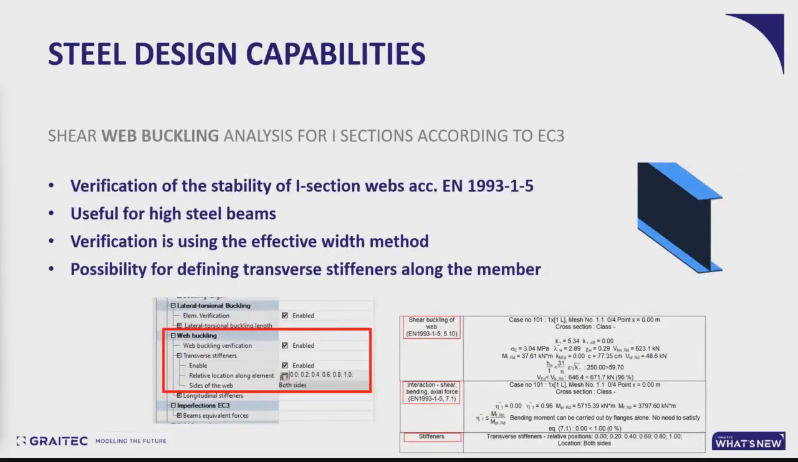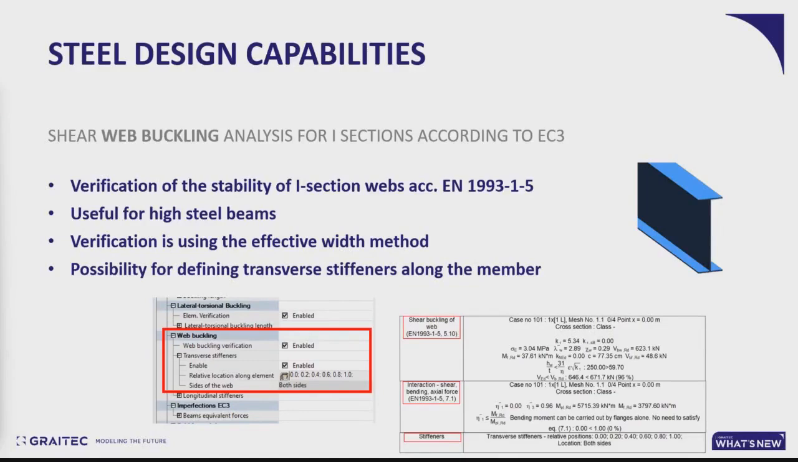Now I switch to steel design according to Eurocode. Advanced design can now do a check of webs of I sections for shear buckling, according to Eurocode 3-1-5. This verification can be critical for deep I sections.